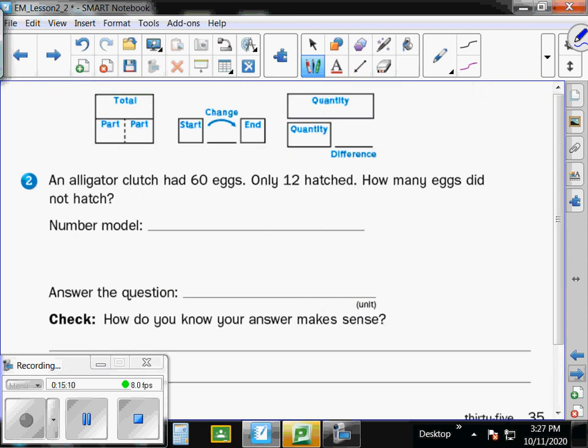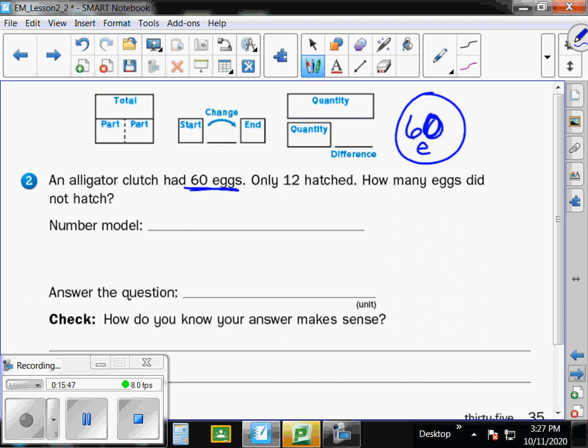All right, this time, now it's about an alligator clutch. Okay, so an alligator clutch had 60 eggs. I'm going to underline that because I know it's numbers. And okay, you know what, I'm just going to start drawing. So I know an alligator clutch had 60 eggs. So I'm going to put 60E for eggs. Okay. Now it says that only 12 hatched. So of these 60 eggs, 12 of them hatched. Okay.